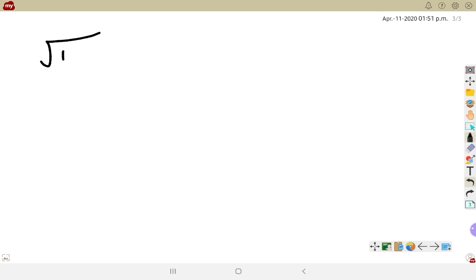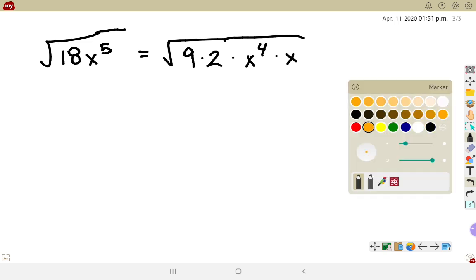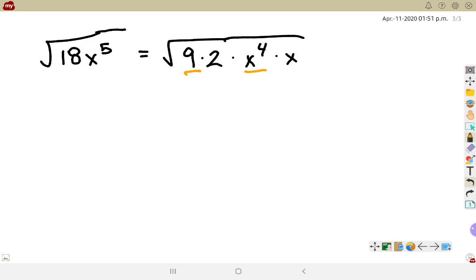Let's say I had the square root of 18x exponent 5, so now I'm mixing in my coefficients and variables. With this one, I could pull out a 9 times 2 because 9 is a perfect square, and for x, I could get x exponent 4 times x. So now I've got 9 and x exponent 4 as my perfect squares. That gives me the square root of 9x exponent 4 times the square root of 2x.